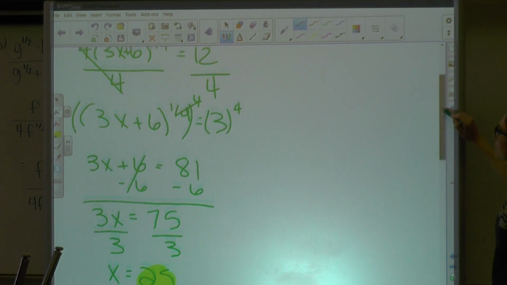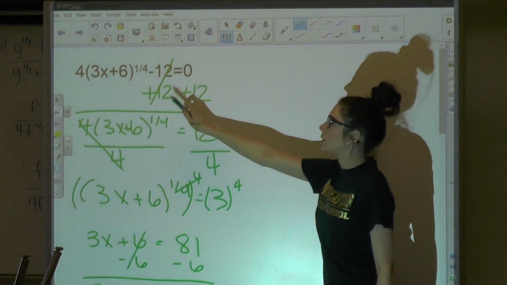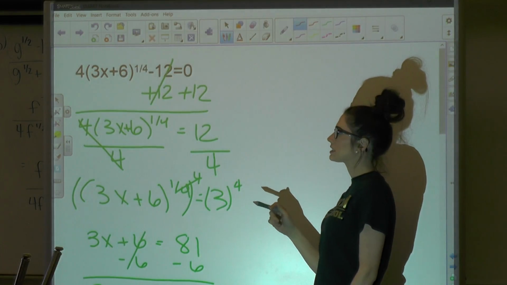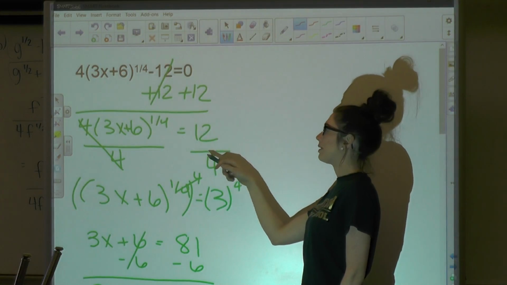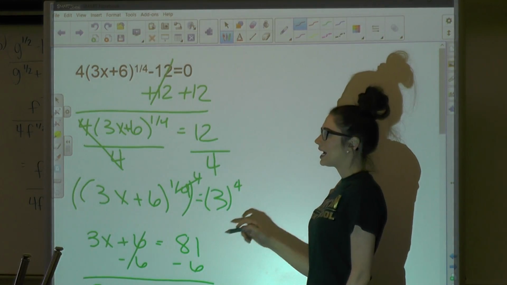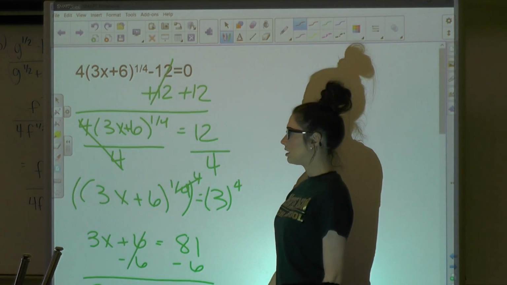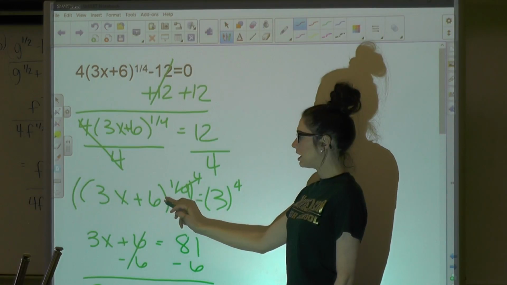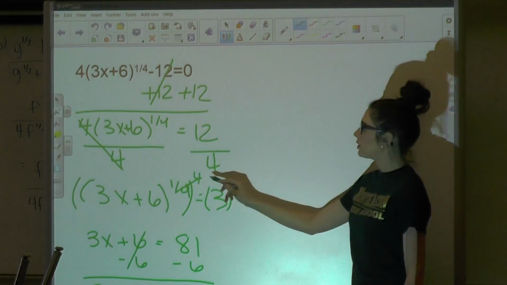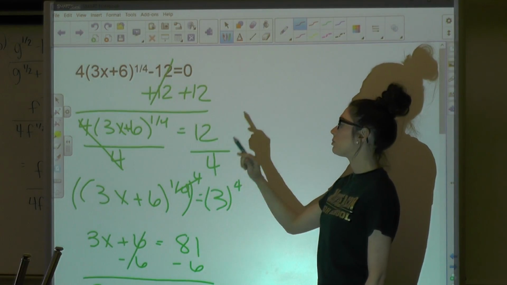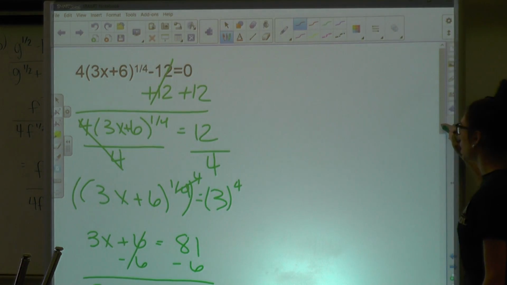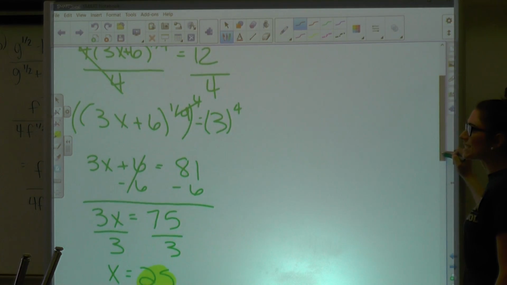Okay, so here, I'll start over from the beginning and explain. We added 12 to both sides, so you end up with 4 parentheses 3x plus 6 to the 1/4 power equals 12. Divide by 4 on both sides, so that our 4s will eliminate. You're left with 3x plus 6 to the 1/4 power equals 3. In order to get rid of the 1/4, you have to raise it to the power of 4. So they'll cancel. 3 to the power of 4 is 81. So you have 3x plus 6 equals 81.